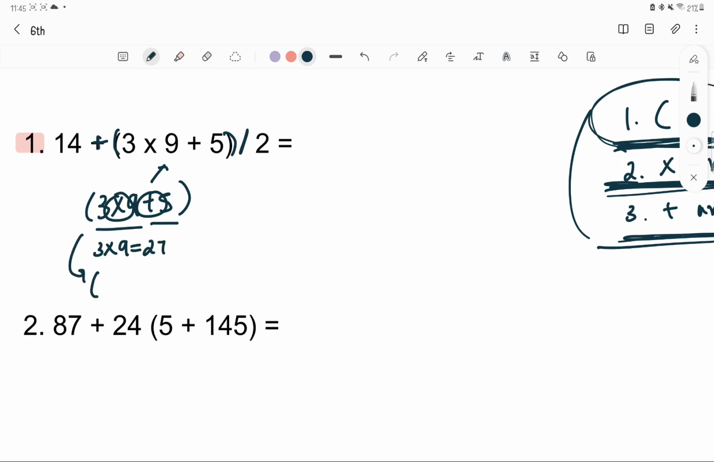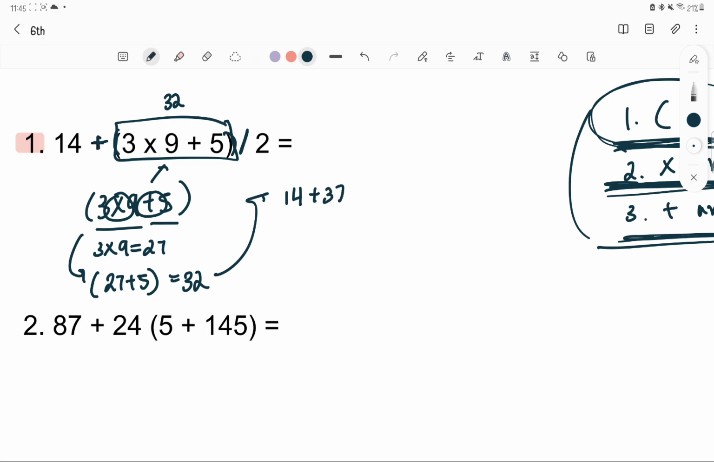So we can rewrite this as parentheses. Inside of parentheses, we have 27 plus 5. So what's 27 plus 5? 27 plus 5 is 32. And we can rewrite the equation again as 14, and we got the parentheses value as 32, so 32 divided by 2, which is equal to something.